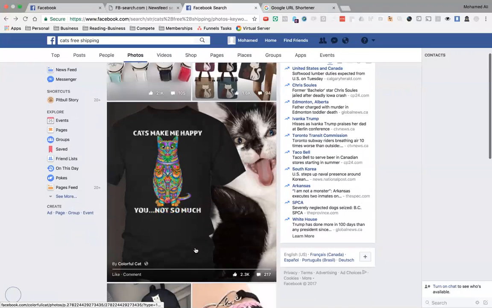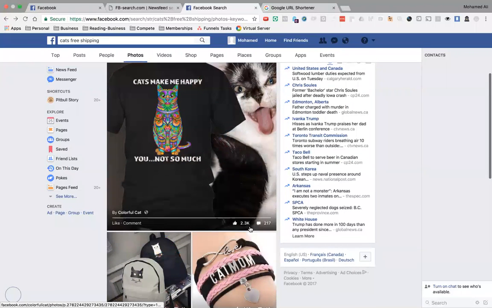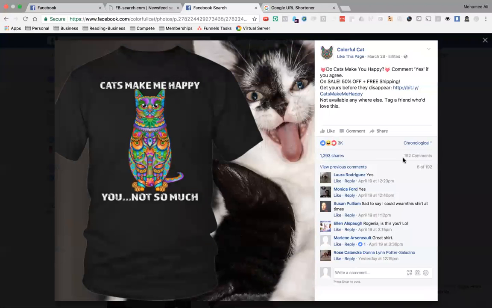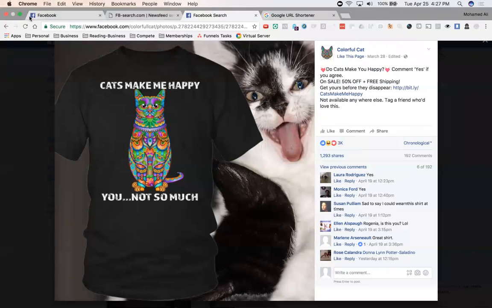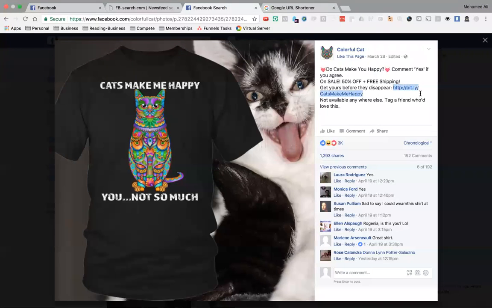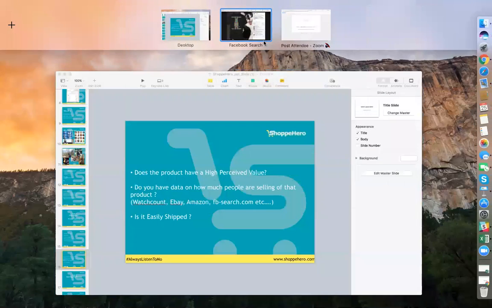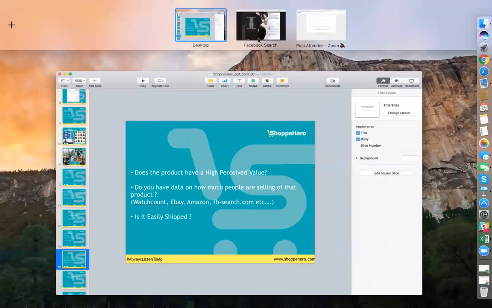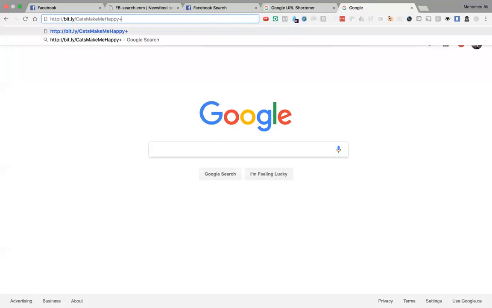So let's move to the next product here. It has 203K likes, 217 shares, and 92 comments. And this one was posted on March 28th. Who thinks this thing is selling now? Let's see. More than the purse, more than the purse. The idea is for you to understand how you look at the data.